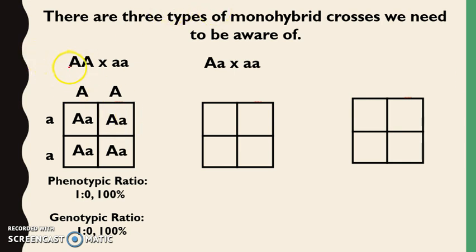So anytime you have a cross that includes a parent that is true breeding for a dominant trait, because this represents a gamete, by Mendel's law of segregation, 100% of this individual's gametes will have this dominant allele. Therefore, it only has dominant alleles to offer its offspring. Therefore, 100% of the offspring will have the dominant phenotype. And in this case, if it's crossed with a homozygous recessive, then the genotype will also be the same.